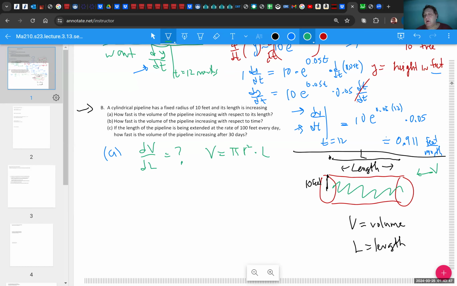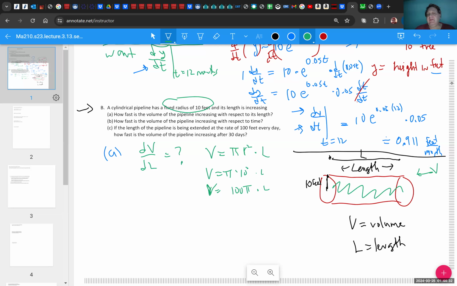Now remember, R is a fixed value. It says a fixed radius of 10 feet. So make sure that you write down the information. I put it in the diagram. You might want to circle it as well, because if you don't, there's a good chance you'll be differentiating R, and that will be kind of messy, and it's actually not even going to be correct. So what is R? R is 10. So V is equal to pi times 10 squared times L. Or in other words, V is just 100 pi times L. All right, so that's our formula for volume.